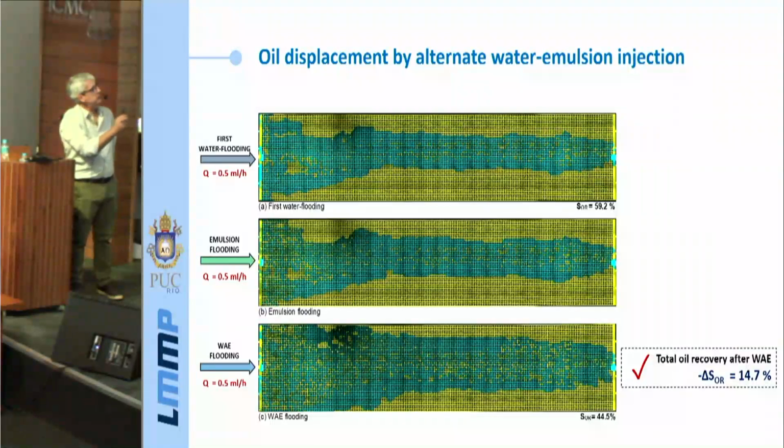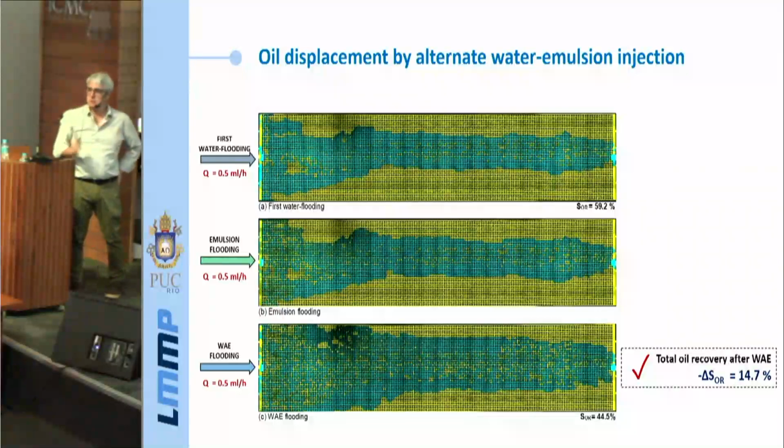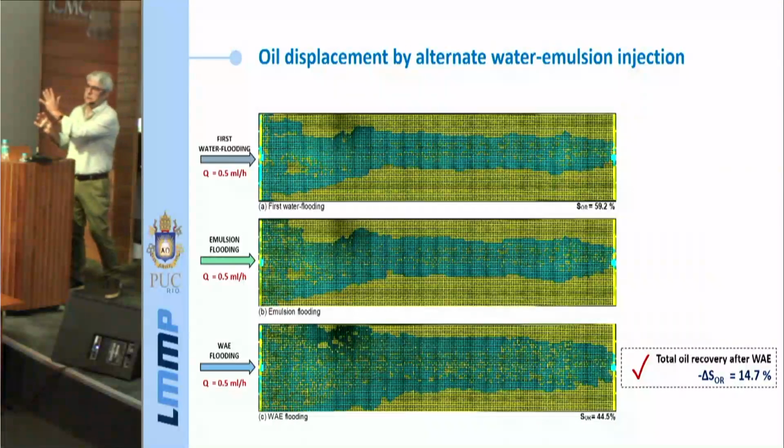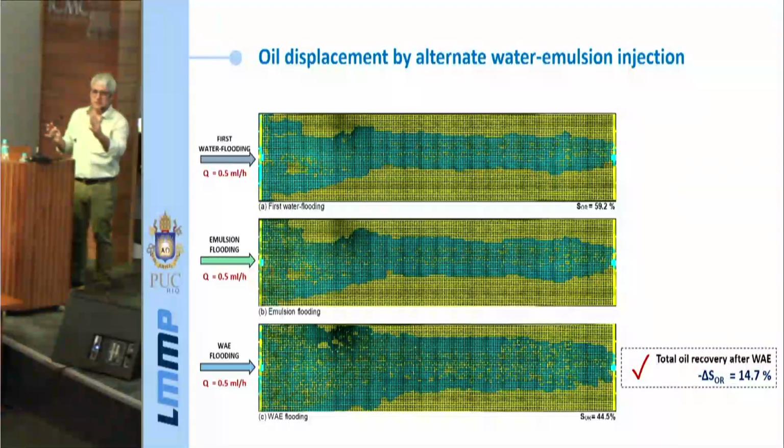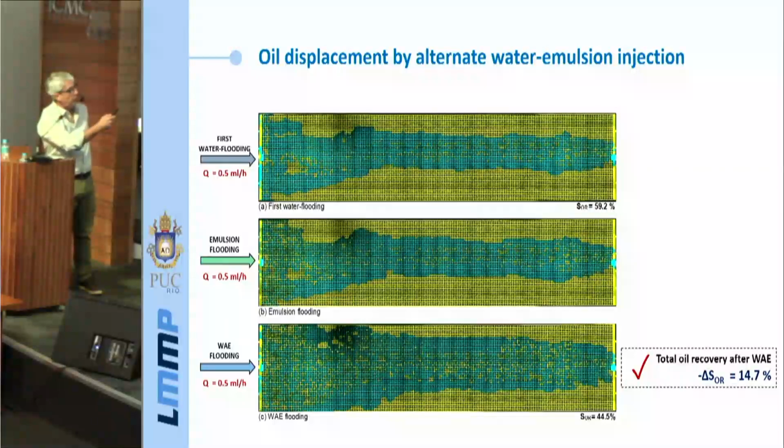So you have 2 reasons for the oil to be behind. One is that the water never got there. So this whole area here of our porous media was never touched by water because of this macroscopic instability of the displacement flow. And you have oil that's trapped as a residual oil saturation.